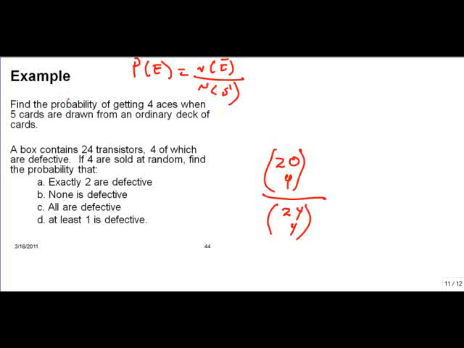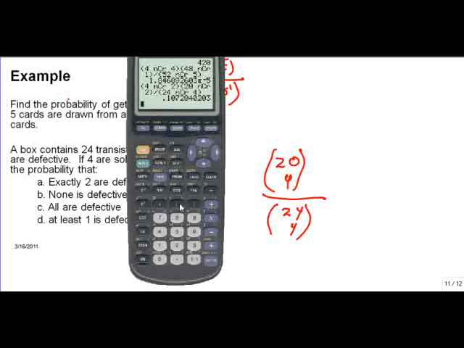So again, we can compute this. 20 math PRB, menu option 3, so 20 choose 4, close, divided by 24 math PRB, menu option 3, 4, close. Press enter. So we can see that this is going to be about 0.456.